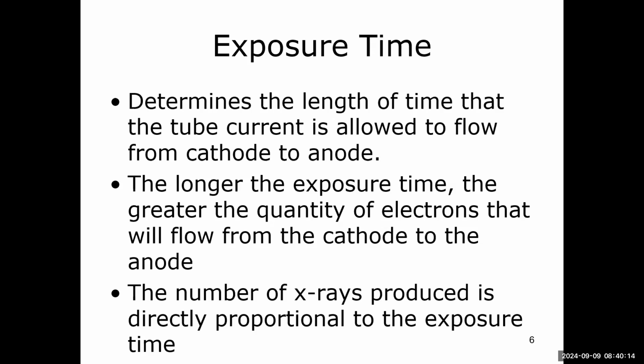All right, so exposure time is pretty straightforward. It's the actual time that the tube current is allowed to flow from cathode to anode. So how long the exposure lasts. It just makes sense that the longer the exposure time, the greater the quantity of electrons that will flow from cathode to anode, right? The longer it stays on, the more photons you're going to have produced. Okay?